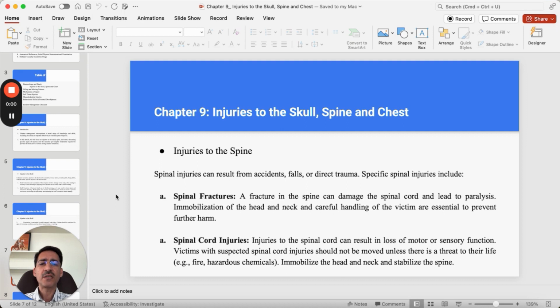Spinal cord injuries. Injuries to the spinal cord can result in loss of motor or sensory functions. Victims with suspected spinal cord injuries should not be moved unless there is a threat to their life. Immobilize the head and neck and stabilize the spine.